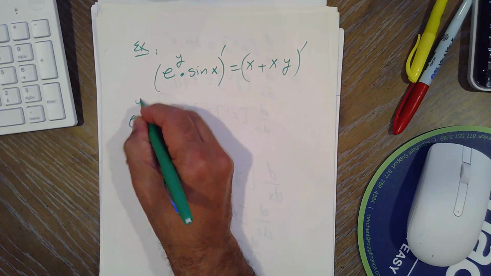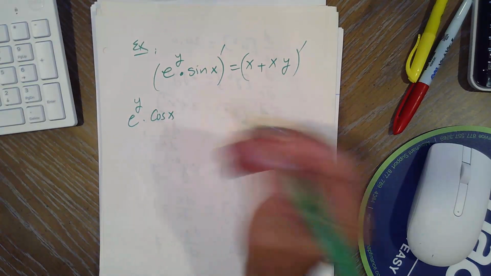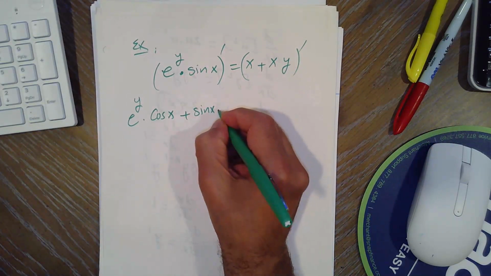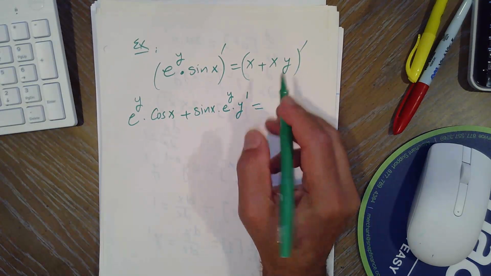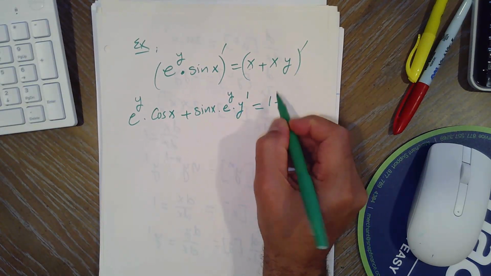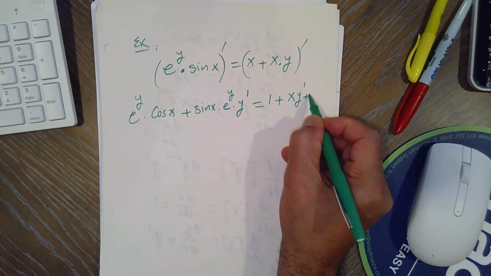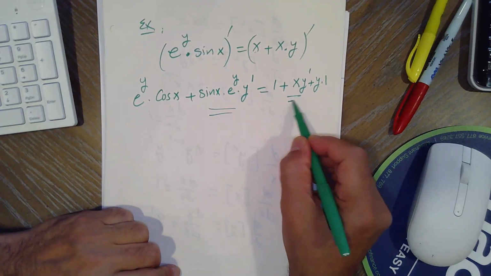So we fix e to the y times derivative of sine x, because sine x times x prime, but x prime is 1. Sine x is fixed, e to the y, its derivative is e to the y times derivative of y, which is y prime. Derivative of x is 1. This is product rule. You fix x times derivative of y, fix y times derivative of x. So this guy and this guy have y prime.